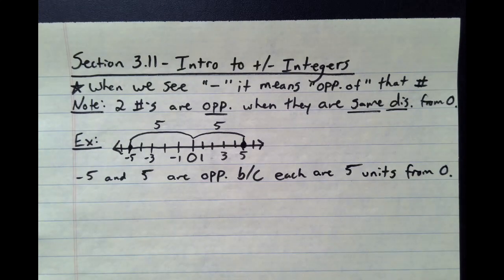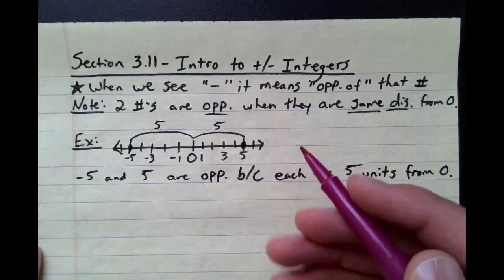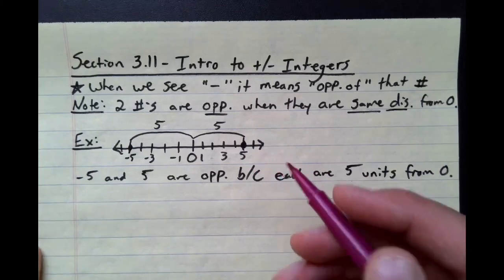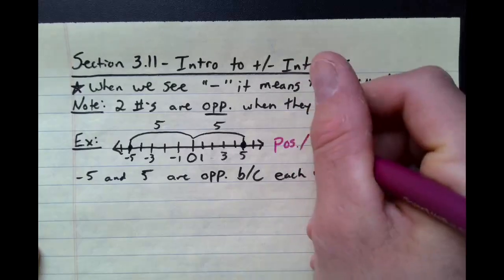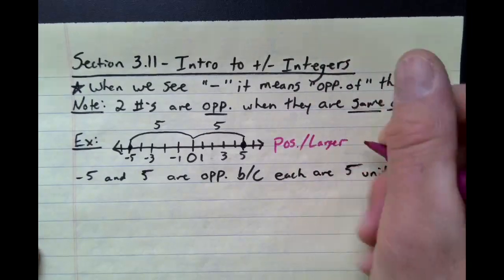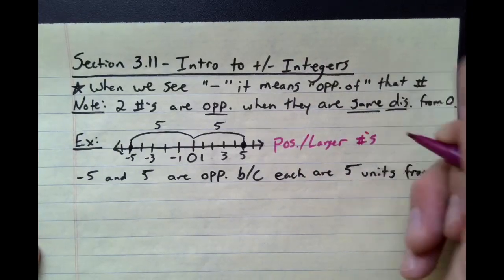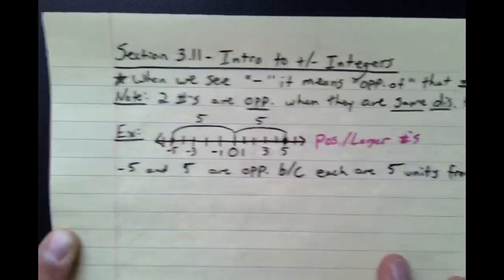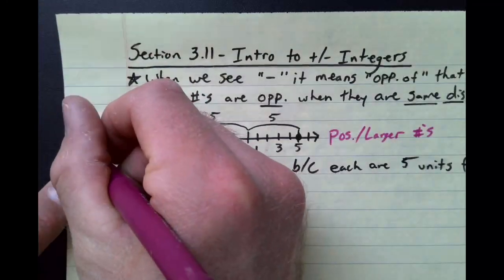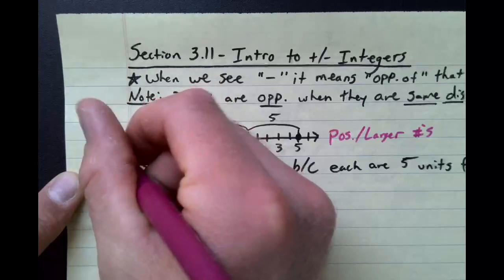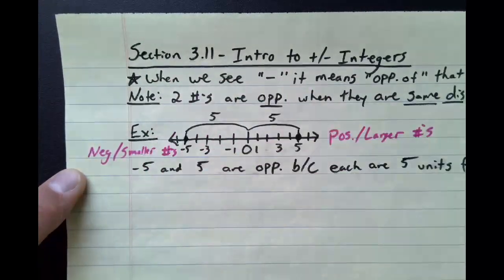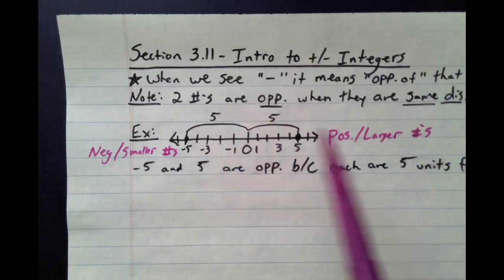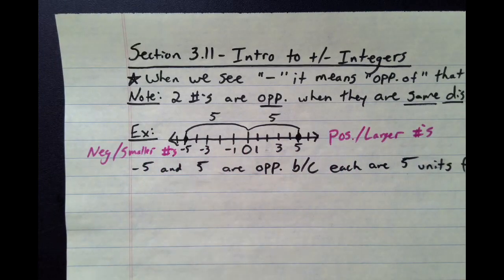Okay? And we know on the right side of 0, these are going to be positive and larger numbers. And to the left of 0, we know these are going to be negative and smaller numbers. Okay? Positive larger numbers to the right of 0, and negative and smaller numbers to the left of 0.